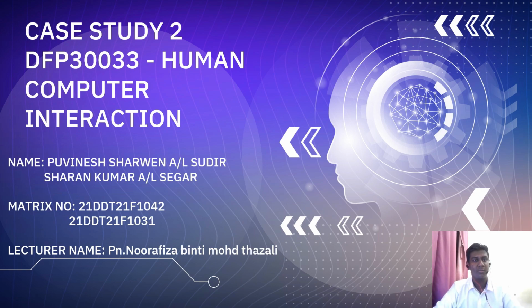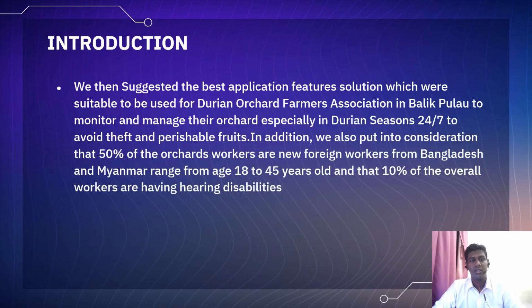Now I will explain about case study 2, that is human computer interaction. Now I will explain about the introduction. We then suggest the best application feature solution which is suitable to be used by the Durian Farmer Association in Balik Pulau to monitor and manage their orchard, especially in the durian season 24/7 to avoid the theft and perishable food.